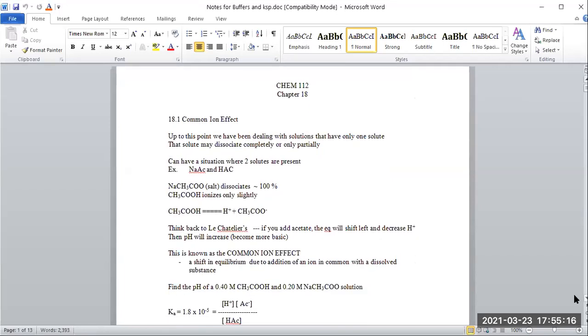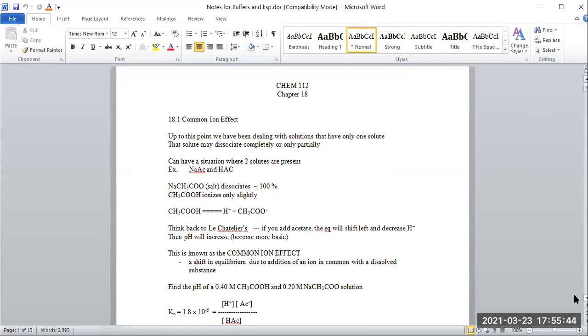We are going to take a lot of the information from the acid-base chapter and sort of continue it forward and a little sideways also to apply it in some additional ways. They refer to this as the common ion effect.